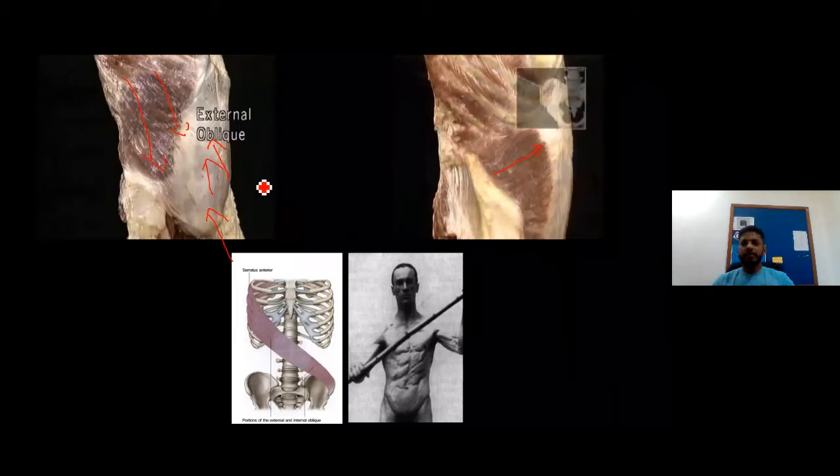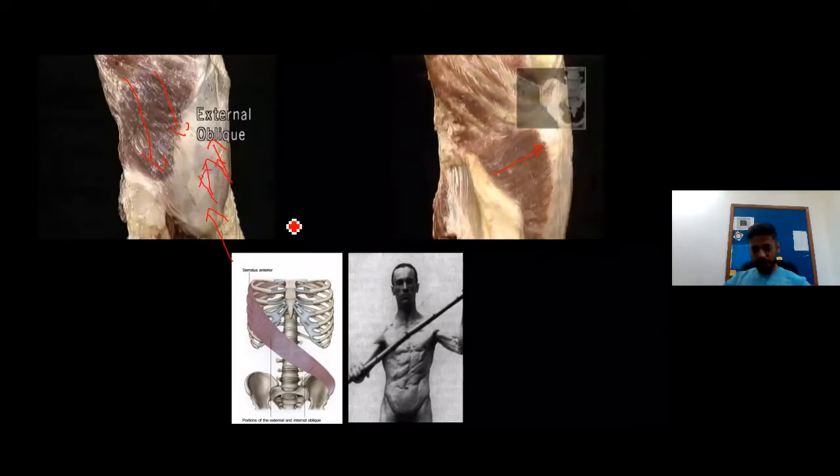Now, for example, if you do a trunk curl, some people tend to do a trunk curl and then twist, isn't it? When you twist, what happens is, for example, I'm doing a trunk curl and then twisting to the left side. The external oblique of my right side and the internal oblique of my left side act together. That's what we say, right? Trunk curl with rotation. So for left side rotation, my external oblique of the right side and internal oblique of the left side work simultaneously to produce a trunk curl with rotation. If this orientation is similar, that facilitates the muscle contraction simultaneously.